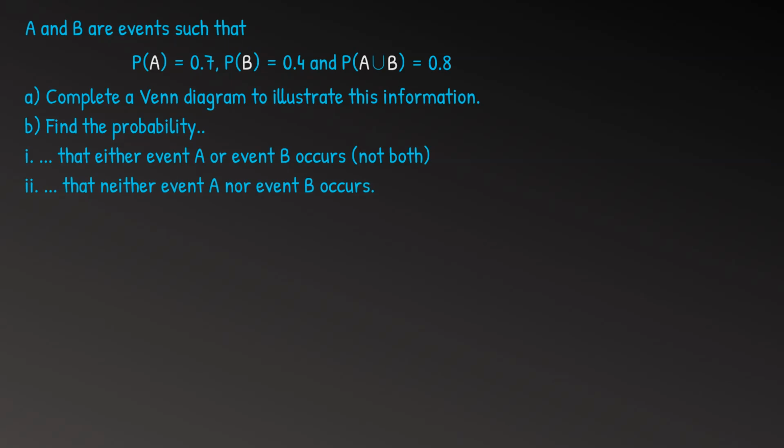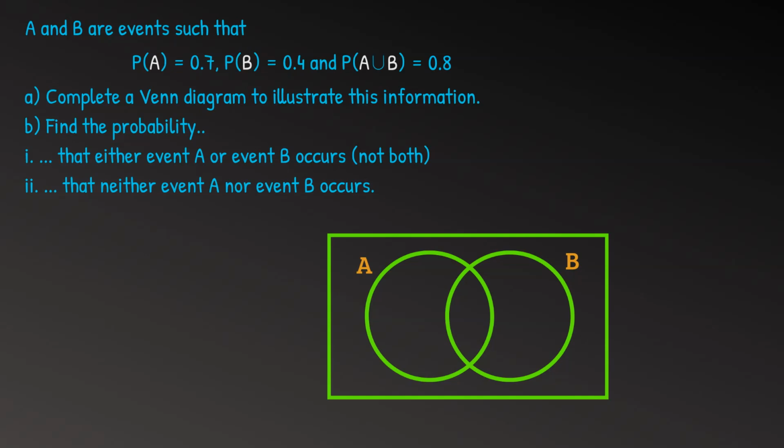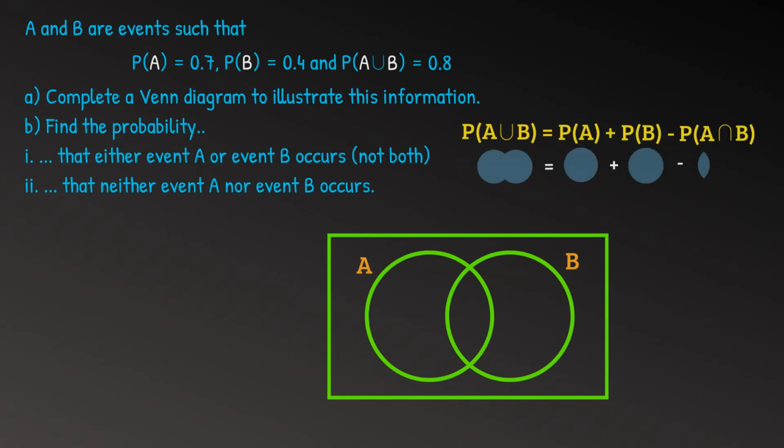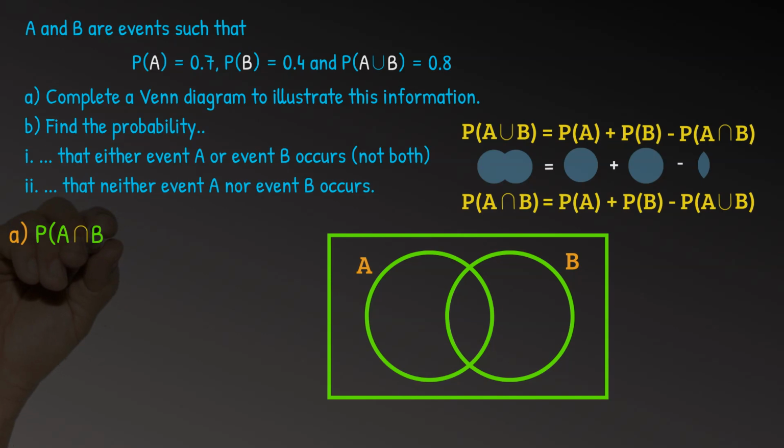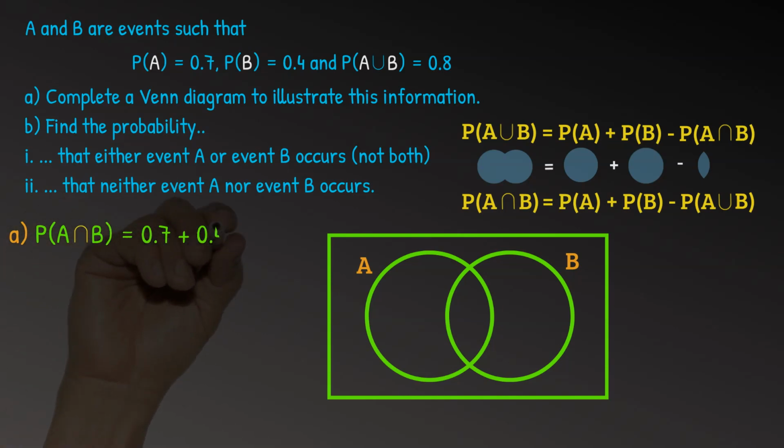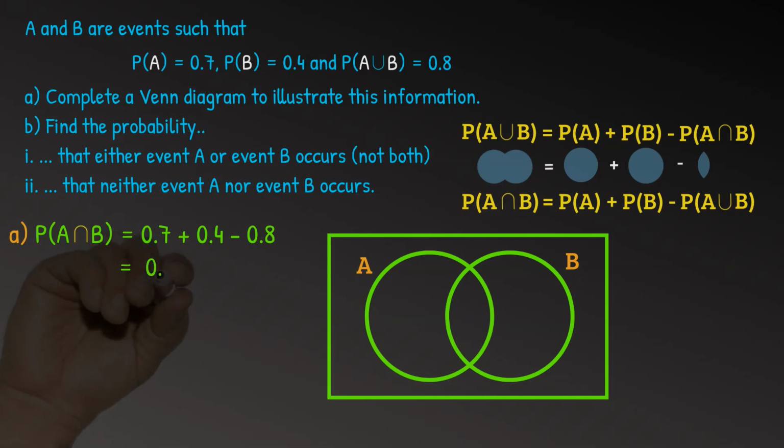In the next question, again, we're given the probability of two events, A and B, and the probability of A union B. And the first thing we're asked to do is to fill out a Venn diagram. So our Venn diagram will look something like this. And the first thing we really want to work out is A intersect B. As we mentioned in the previous video, the probability of A union B is equal to the probability of A plus the probability of B minus the probability of A intersect B. So we can rearrange that to give us the probability of A intersect B, which is equal to 0.7 plus 0.4 minus 0.8, which gives us 0.3. So that's the first area we can fill out in our Venn diagram.